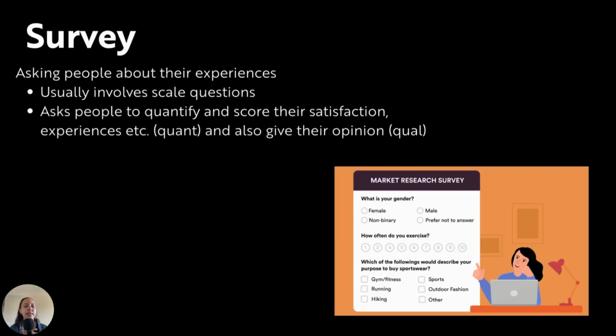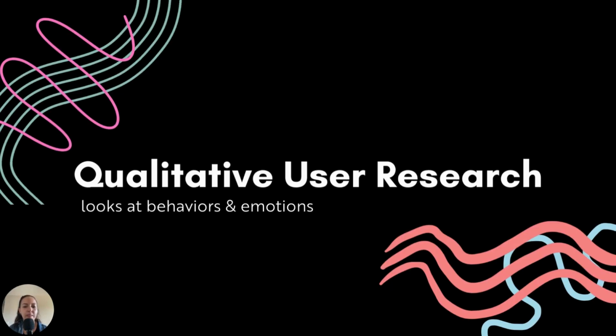And then obviously we have surveys. Surveys means asking people about their experiences. Usually it involves scale questions. It's good to have scale questions because they give you a number. Sometimes you don't want to have a lot of qualitative answers, like when people give opinions. It's good to have checkbox answers, multiple choice questions, etc.